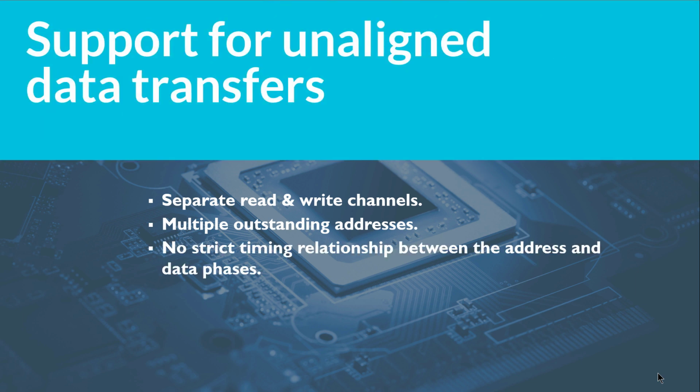AXI also supports unaligned data transfers. For any burst that's made up of data transfers wider than 1 byte, the first byte's access must be aligned with a natural address boundary. For example, a 32-bit data packet that starts at a byte address of 0x1002 is not aligned to the natural 32-bit address boundary.